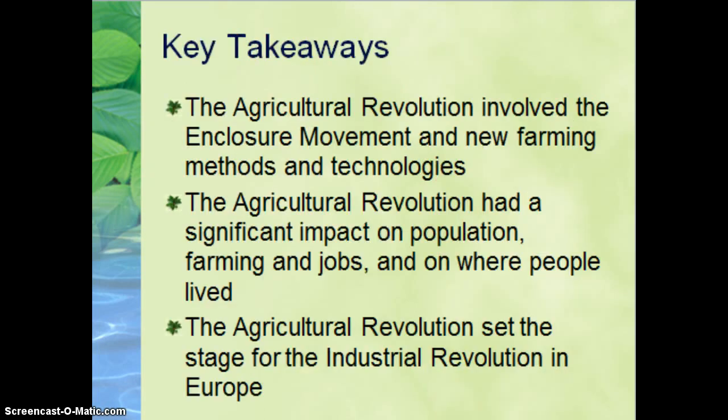So if we think about some things to take away, we need to remember that the agricultural revolution involved the enclosure movement and new farming methods and technologies. We need to remember that it had a significant impact on the population, farming and jobs, and where people lived, and that it set the stage for the Industrial Revolution in Europe. So your job today will be to figure out how the various impacts of the agricultural revolution caused the Industrial Revolution, and I'm looking forward to hearing your presentations.